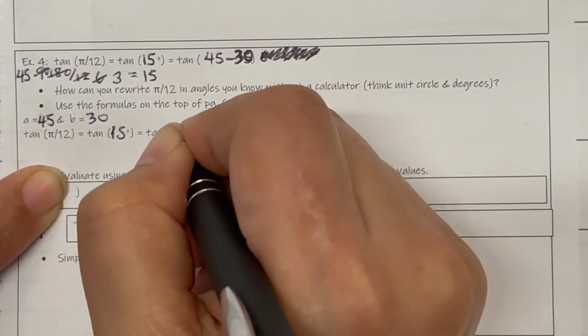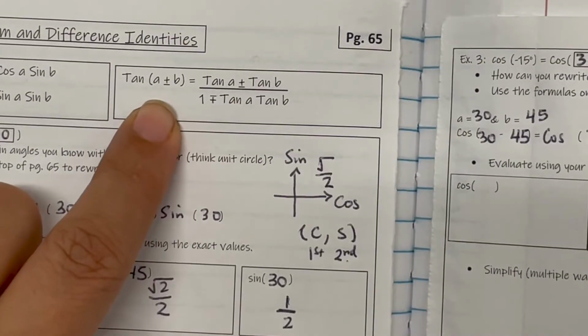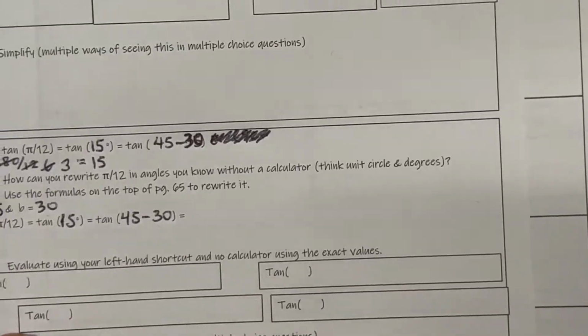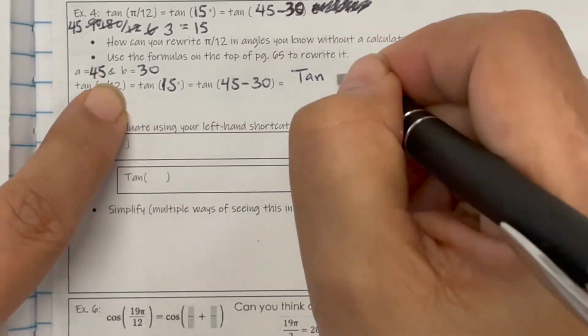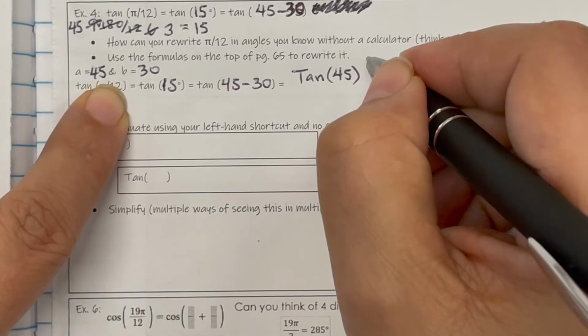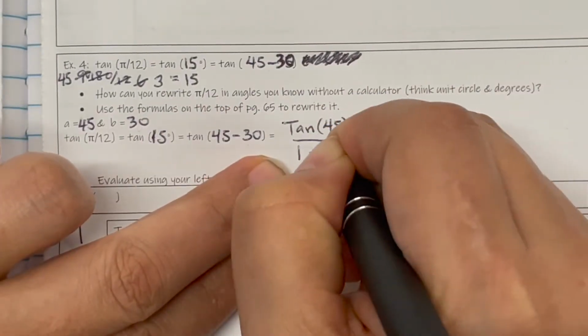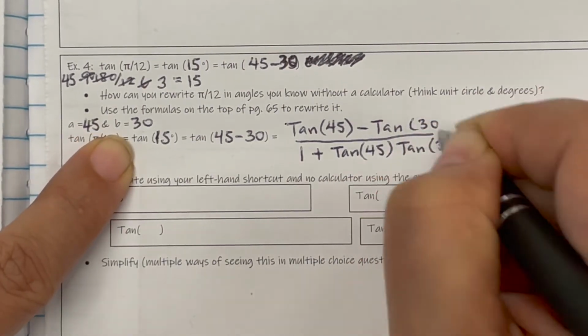So tan of 15, which is tan of 45 minus 30, is going to give me, let's see, since we are subtracting, we're using the bottom, so minus and plus. So we have tan of A, which is tan 45. The listening check. Color in tan. Tan of B, which is tan 30 with a subtraction sign. On the bottom, I have 1 plus tan of A, which is 45, tan of B, which is 30.